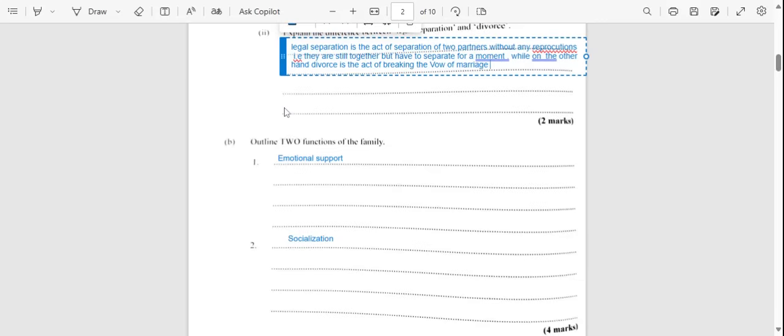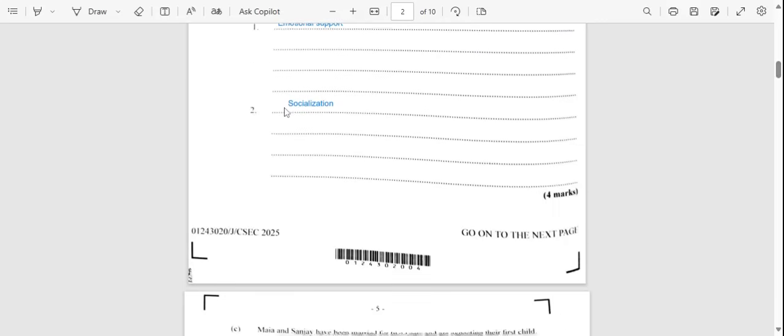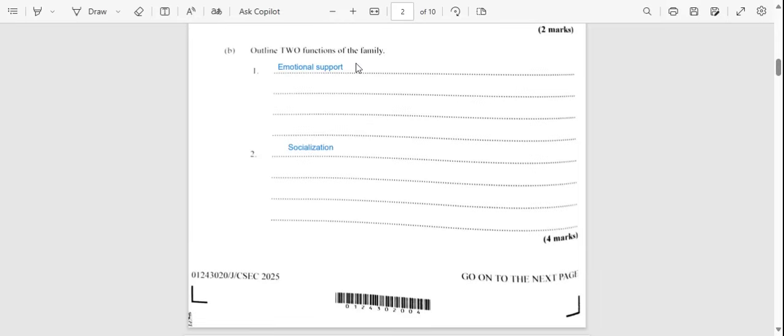Let's now look into two functions of the family. Two functions of the family include emotional support, and if you want to be more simplistic, it could also be psychological support. It could be emotional support, psychological support. It could differ depending on your ideologies. You could use both. You will still have your required marks.